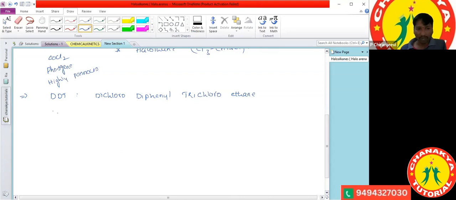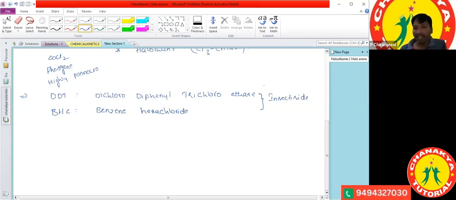And one more also we are using. So BHC. What is meant by BHC here? Benzene hexachloride. So DDT and BHC, both we can use as insecticides.